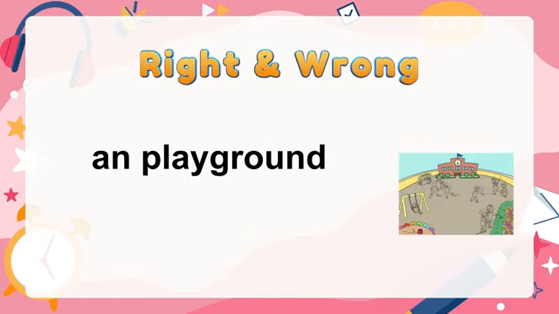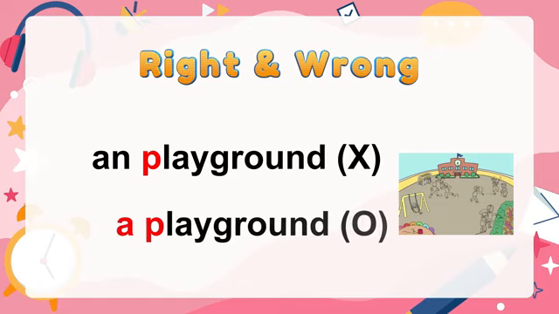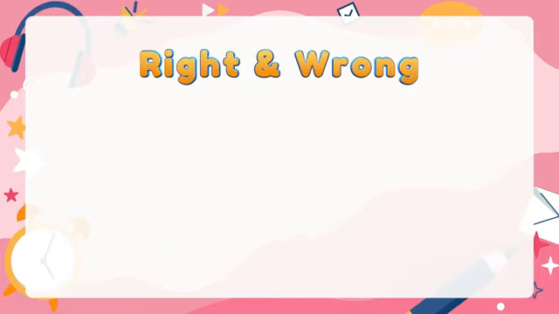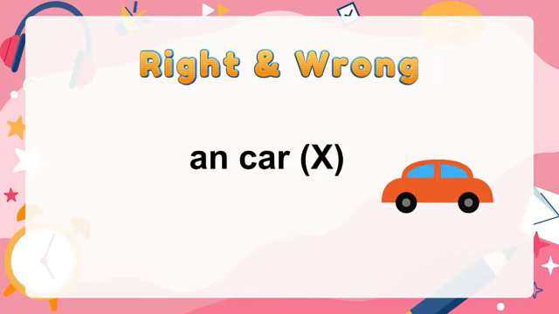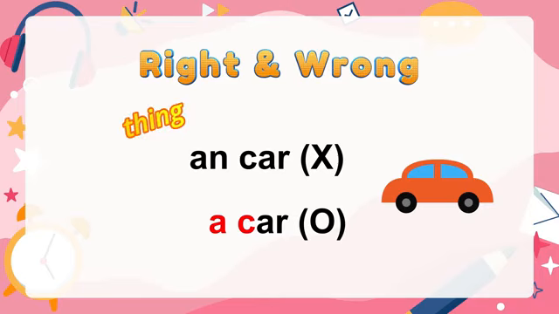Next is an playground. This is wrong because playground begins with a consonant. We use a. Playground is a place. A playground. And last is an car. We use a with car because it begins with a consonant. A car is a thing.